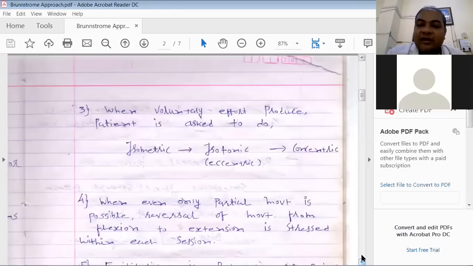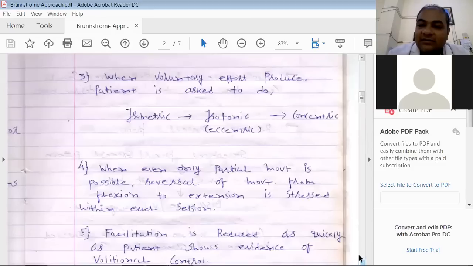when voluntary effort is produced, after giving the facilitation the movement is started, initiate the movements voluntarily without support. The patient is asked to do, first, isometric contractions within the available range and strength of the particular muscles. Second is isotonic in the eccentric way, to gain stability of those same muscles. And then lastly, we do the patient's concentric exercise of the same muscles or the same movements. Okay, this is the way you progress in this Brunnstrom approach.